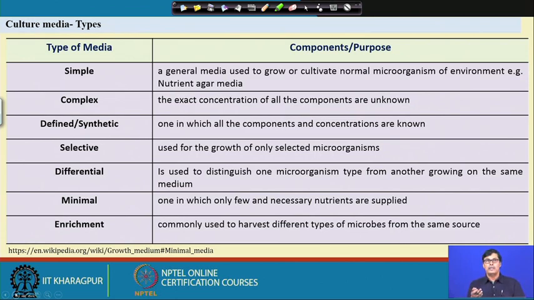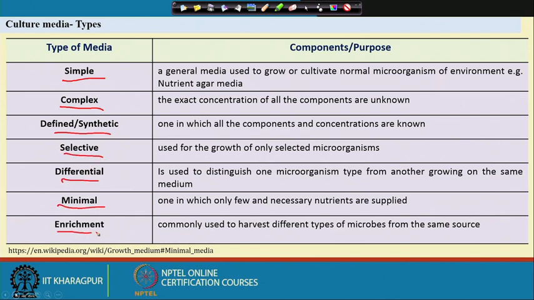Now, if you look at the media composition, it can be classified in different ways. One is called simple media, then complex media, synthetic media, selective, differential, minimal, and enrichment media. A simple media means a general media used to grow or cultivate the normal microorganisms of the environment, like nutrient agar media.